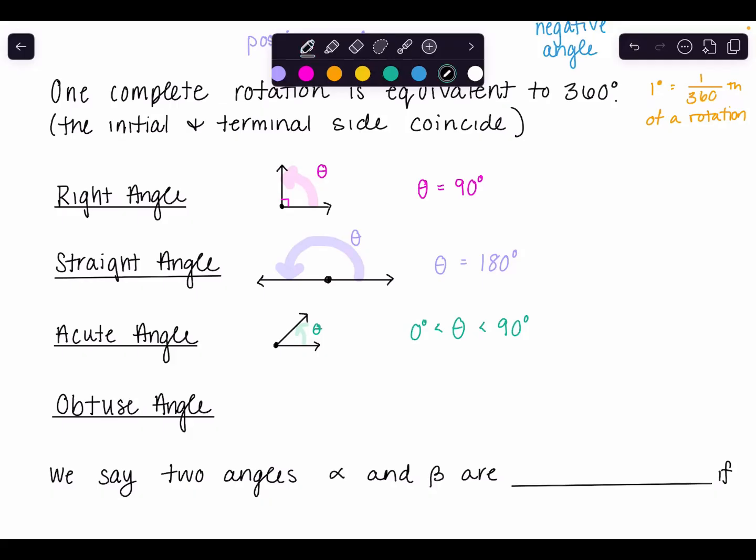If we have an obtuse angle, if here is our initial side, obtuse is something that's a little bit bigger. So when you go for that angle, it's going to go past 90 degrees, but it's going to be smaller than a straight angle. So if this is theta, theta is going to be bigger than 90 degrees, but less than 180.